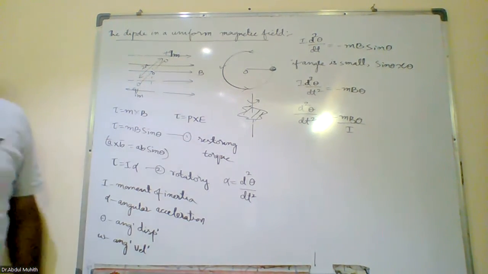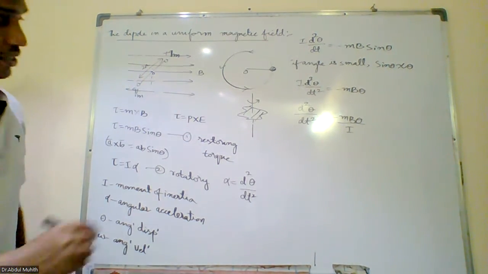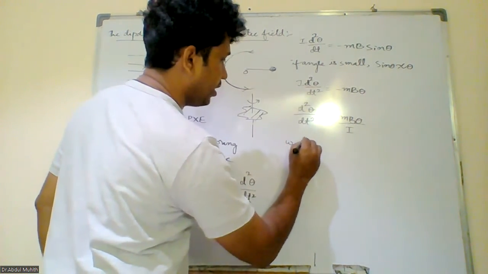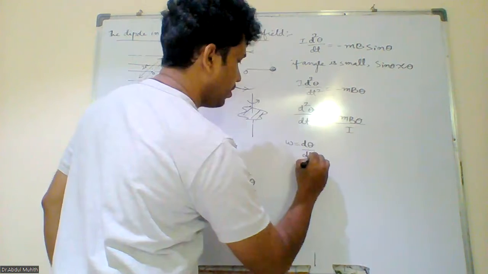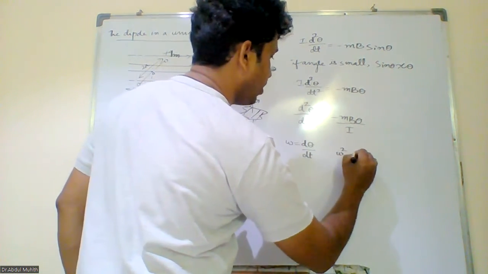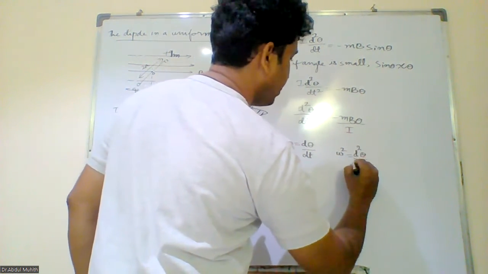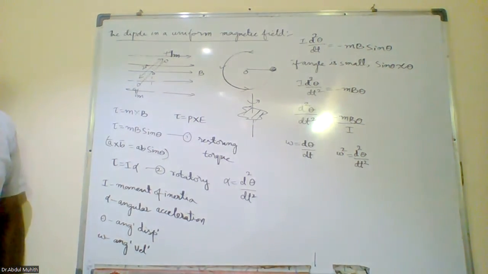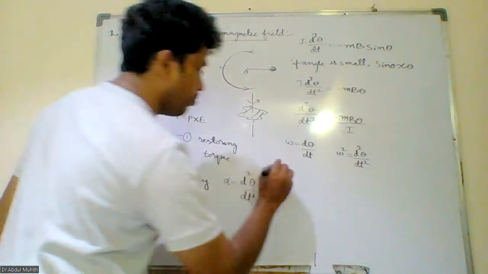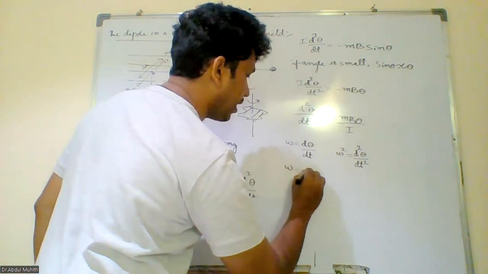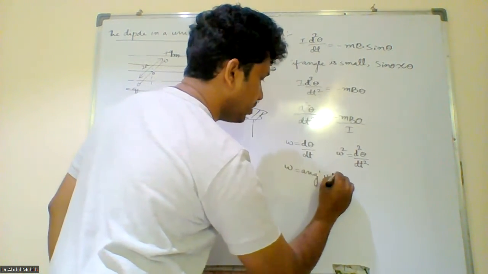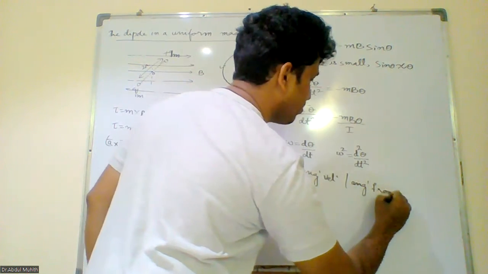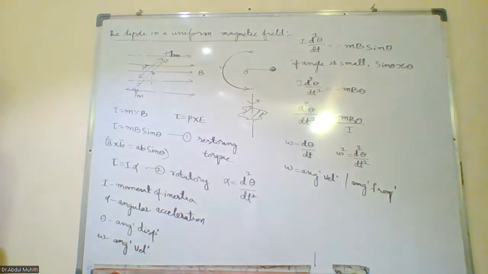So now, okay, we will go back again. See here, omega is equal to d theta by dt. And omega square is equal to d square theta by dt square. Is that clear? Can we write like this? And one more thing, what is omega? In some books, they say angular velocity. In some books, they say angular frequency. I say both of them are the same. Do you agree?